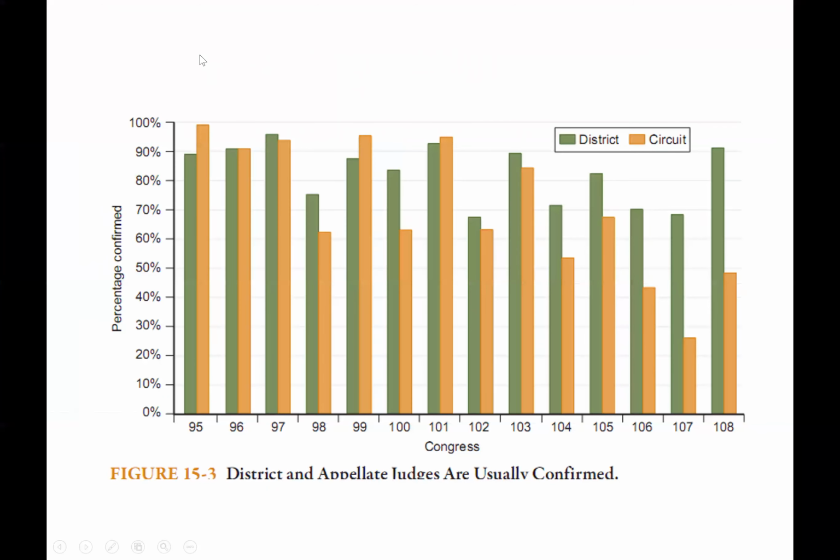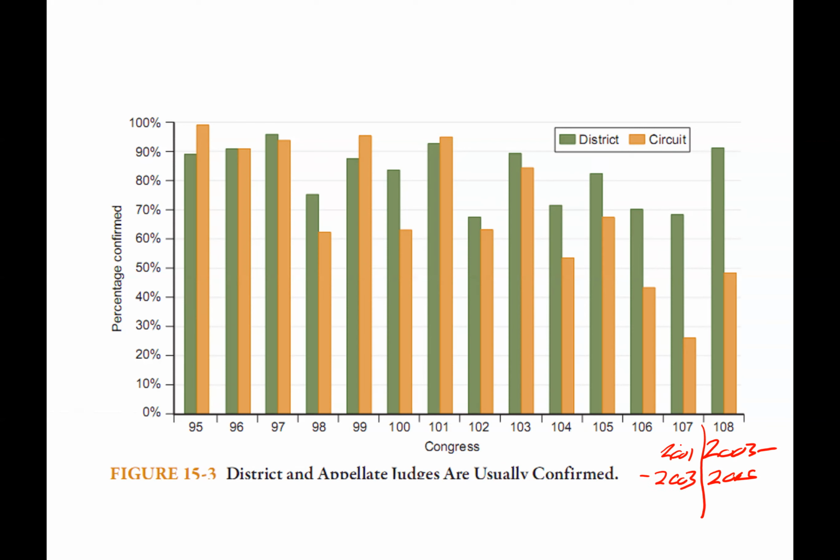This is a chart showing you the percentage of successful confirmations of presidential nominees for district court seats and then circuit court of appeals seats, where the percentage is just what percentage of the president's nominees are eventually confirmed by the Senate. The horizontal axis is different congressional sessions. So this would be the 108th Congress, 2003 through 2005, the 107th, 2001 through 2003, and you can do the math going backwards. These are two-year sessions, starting and ending in odd-numbered years.